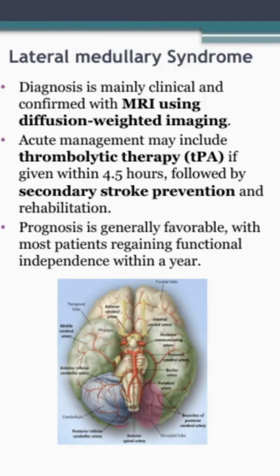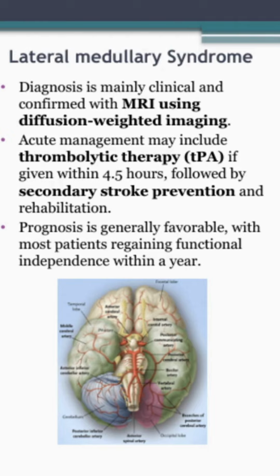Diagnosis is mainly clinical, meaning we rely heavily on the patient's symptoms and physical exam findings. To confirm the diagnosis, we typically use MRI, specifically diffusion-weighted imaging, which helps us see the areas of ischemia or infarction in the brain. This imaging is crucial for accurate diagnosis and guiding treatment.